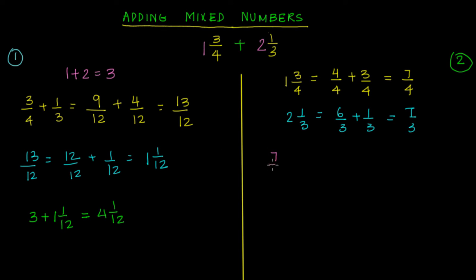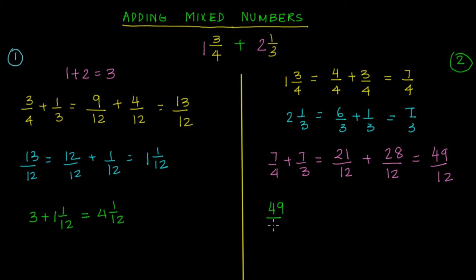So 7/4 plus 7/3. Again, the common denominator is 12, so 12ths, and I have to multiply both the numerator and the denominator by 3. So 7 times 3 is 21, and 7/3 is the same as 28/12, and together they are equal to 49/12. And the last step is to then convert 49/12 into a mixed number.